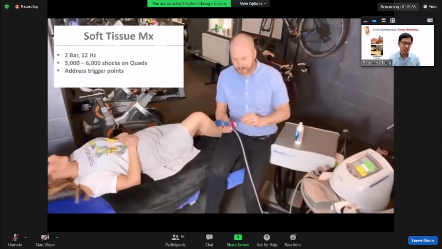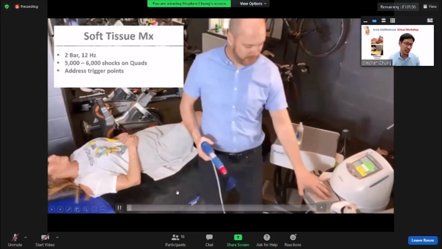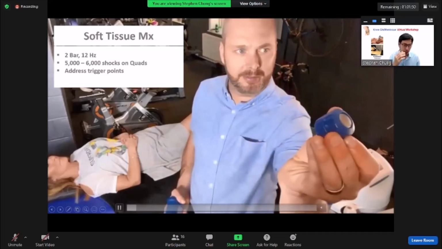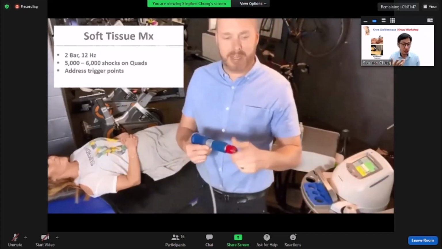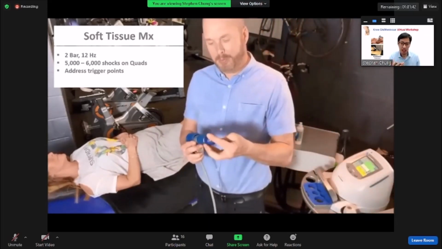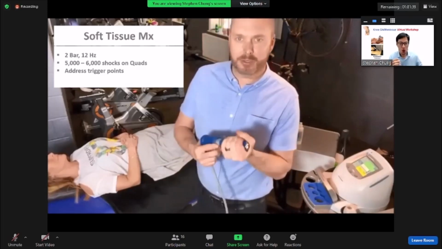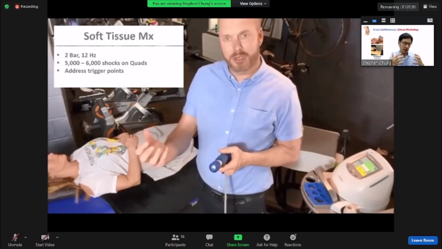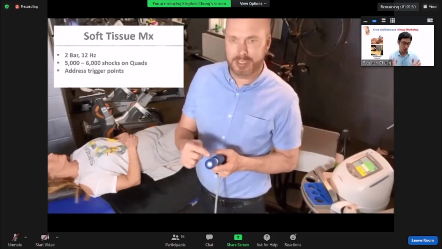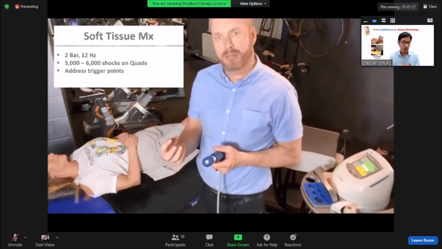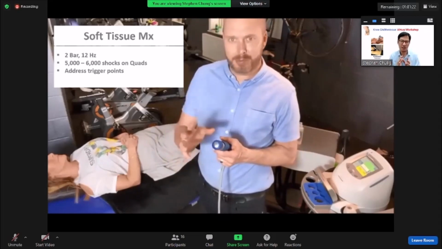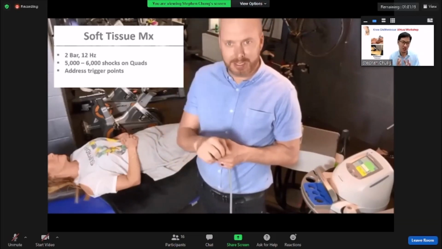All right, so let's go to the soft tissues management. Now, we use radial pressure shock wave for soft tissues management. So now we are trying to change the transmitter to an oscillating transmitter, which is very good for muscles, ligament, and tendon management, because we try to loosen up those soft tissues. For knee OA patients, we want to also address the whole quadriceps. We try to use 2 bar of energy and 12 hertz, and we try to cover the entire quad with around 5,000 to 6,000 shocks.